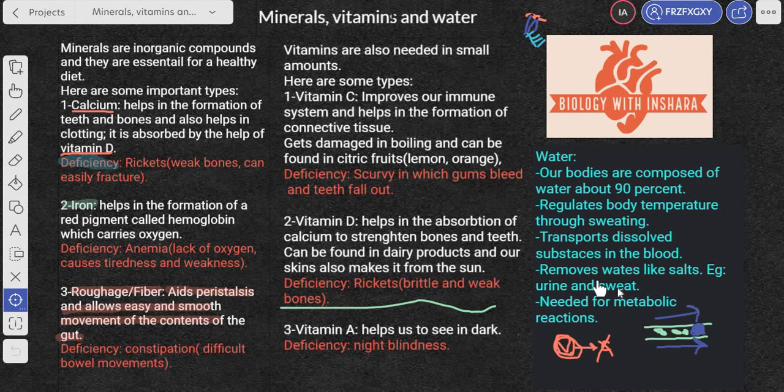Waste products like salts are removed in your urine or sweat. Okay, this is basically a method of waste removal. Water is also needed for metabolic reactions. There are billions of reactions happening in our bodies, and water is the main site for these reactions. Like in the cytoplasm of cells, cytoplasm is mainly made of water, and the cytoplasm is where reactions occur.